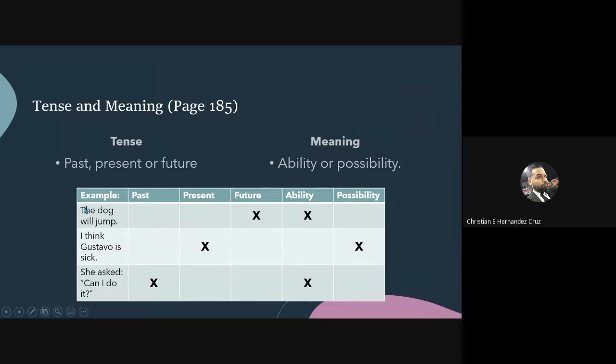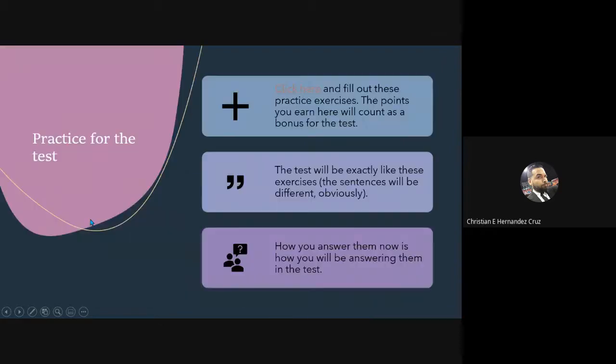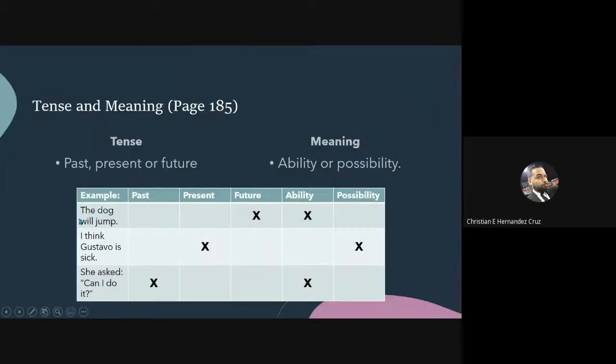So, for example, the dog will jump. How do we know the tense? Well, let's look at the verb, which is jump, but that verb has an auxiliary, so un helping verb que se llama will. Y will siempre, siempre, siempre indica futuro. Okay? And since we are saying that the dog is going to jump, and jumping is an ability, ahí sabemos que this would be ability.